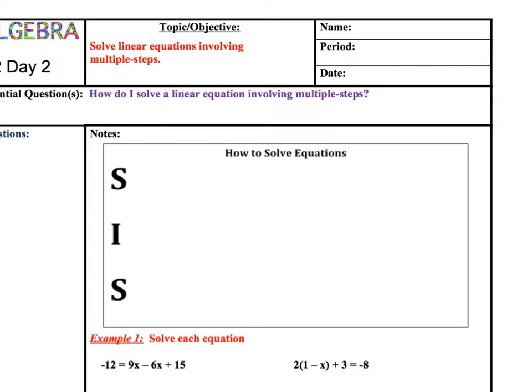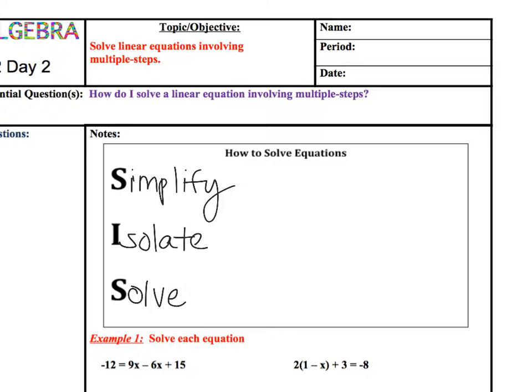S stands for simplify. I stands for isolate. S, the last S, stands for solve. Simplify, isolate, solve. Okay, let's talk about what these mean.